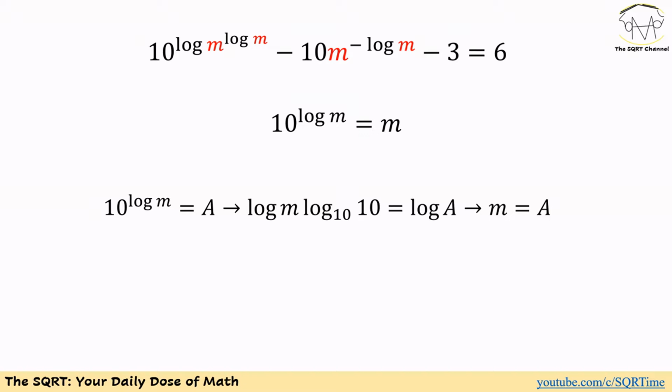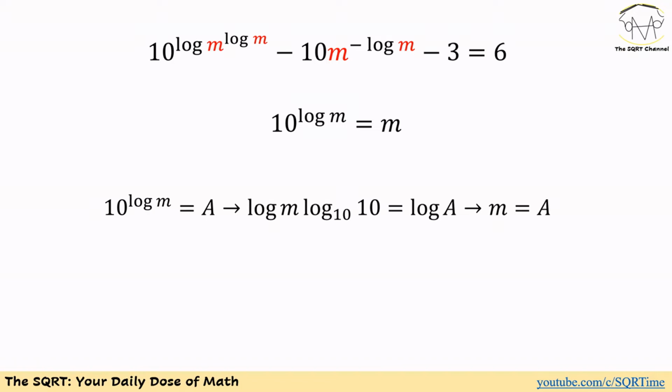To prove it, let's assume that 10 to the power of log m is a. We take log from both sides, and then on the left hand side we have log of m times log of 10 in base 10, and for the right hand side we have log of a. Log of 10 in base 10 is going to be 1, and then we have log of m is equal to log of a. So a and m are equal. So at the end we have 10 to the power of log m is equal to m.